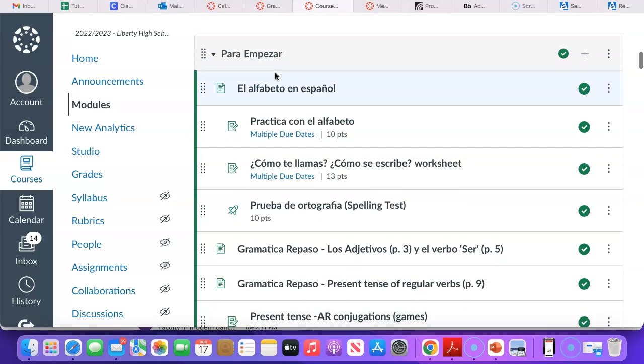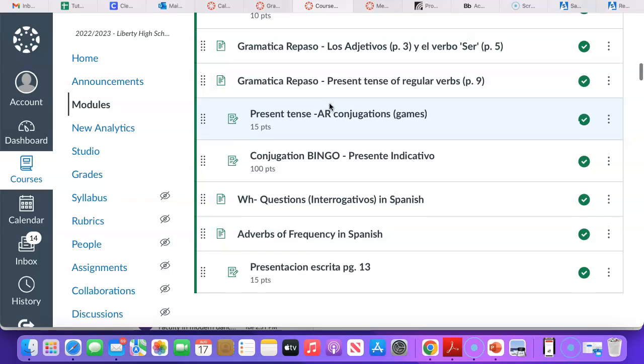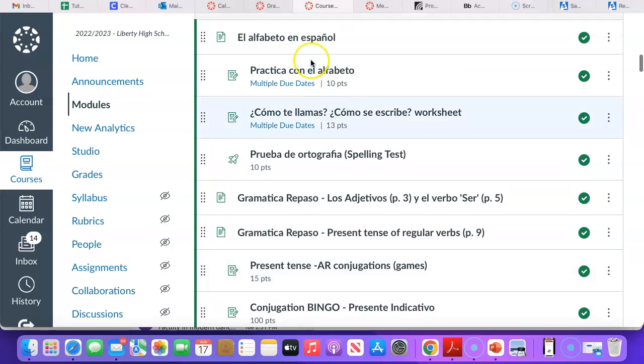So for the next week or two, we're going to be working in the para empezar. Para empezar means to begin, to get started. Empezar is to start. So these concepts are fundamental concepts that we need to have mastered in order to acquire new knowledge in the language. So concepts like the alphabet, the sounds of the language. We'll do a spelling test next week when I get back, so you can practice your recognition of those sounds.